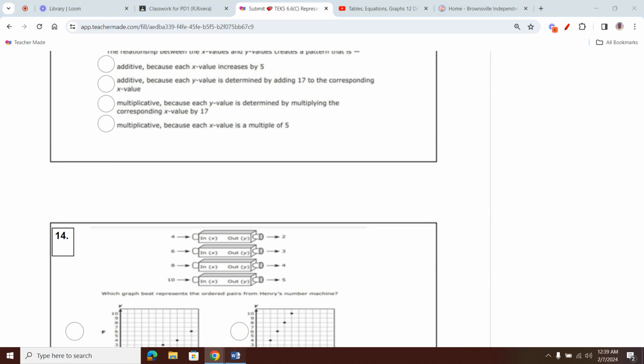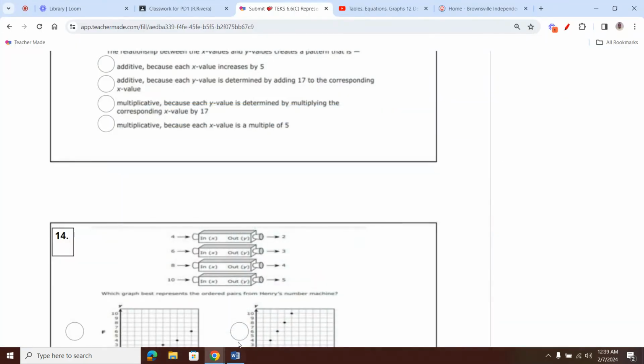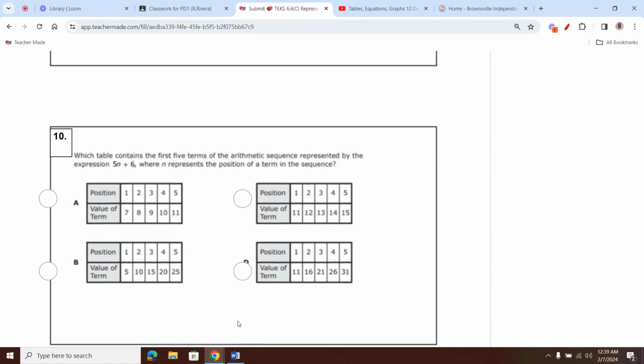So I said I'm going to do number 10. And you're going to do 9, 15, 19 by yourself, being careful. So number 10, right here. The reason I chose number 10 is because this is a two-step problem.